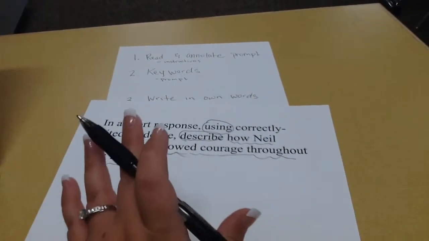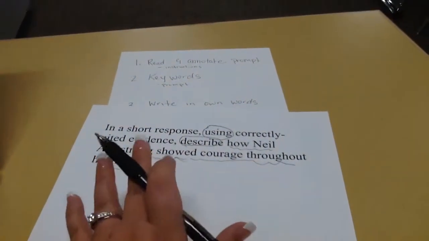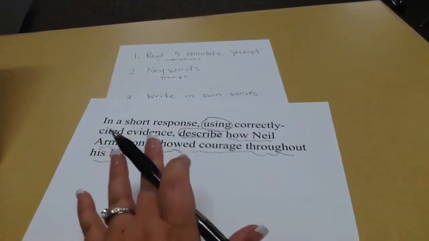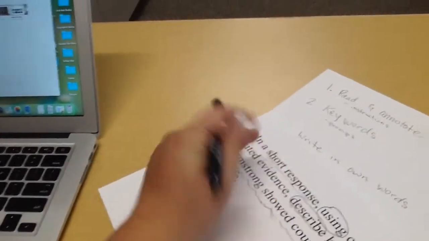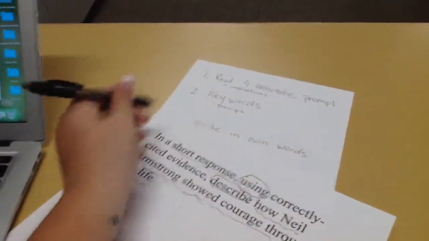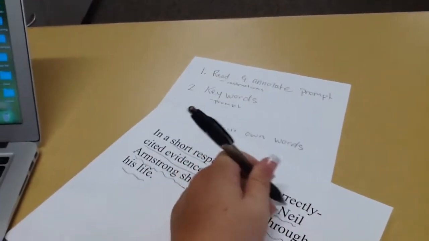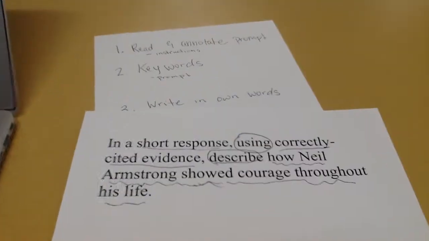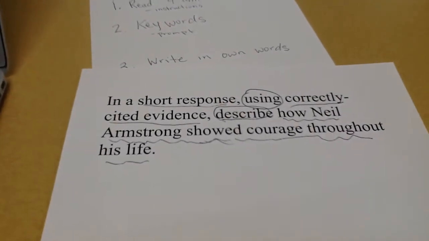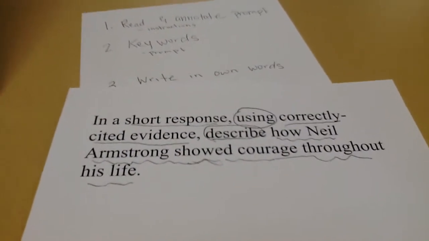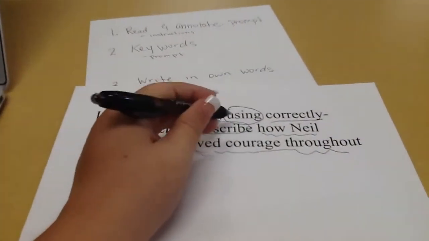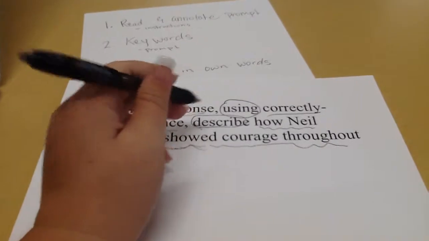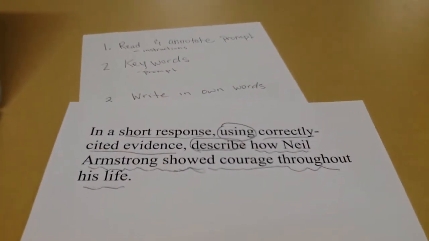Remember, guidelines don't always have a verb with it. Your guidelines are how long the essay has to be, what things you have to include in the essay, those kind of things. So I am writing a short response, and I need to have cited evidence, correctly cited evidence, okay? Those are the things that must be part of my essay. Now, here's what's really cool, one of my verbs is actually one of my key words.